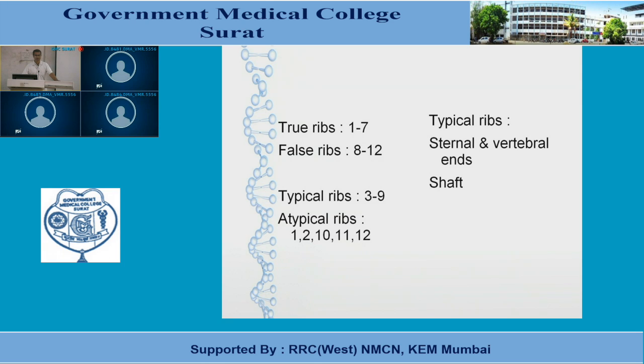Out of this 8 to 12, the 8th, 9th, 10th show indirect articulation or attachment with the sternum. The cartilages of these 8th, 9th, 10th ribs join with each other, and then join with the cartilage above, and with the help of this costal margin, these ribs show attachment with the sternum. For the 11th and 12th ribs, there is no direct attachment with the sternum.